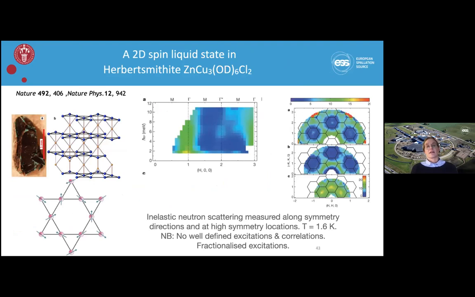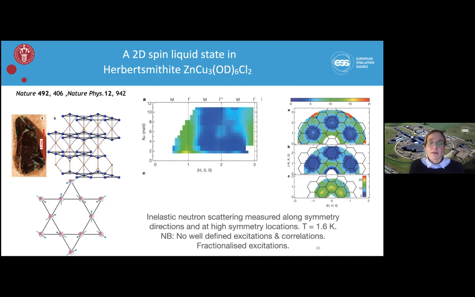Beyond that, another group were able to study the excitations in this two-dimensional spin liquid state. They were able to synthesize herbertsmithite without the hydrogen. Instead, they had deuterium. And you see again that this system has a very beautiful Kagome lattice. They were able to grow these 5 millimeter, well, 1 centimeter long crystals. And they were able to look at the spin excitations in this material.